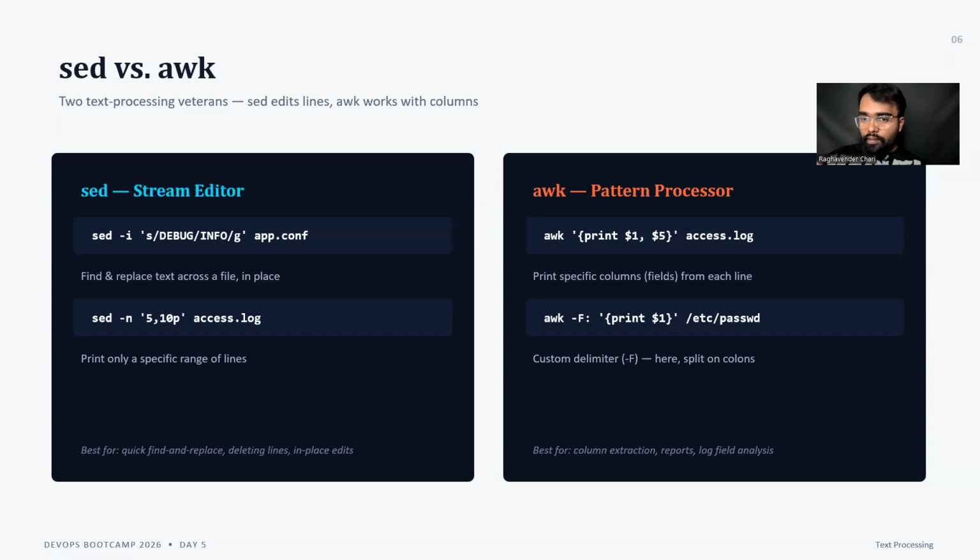Then to print only a specific range of lines, we use sed -n. Based on what we need, we'll run the command. If you look here, we are printing $1 and $5, printing specific columns or fields from each line. So we can do specific things on each line or each column.